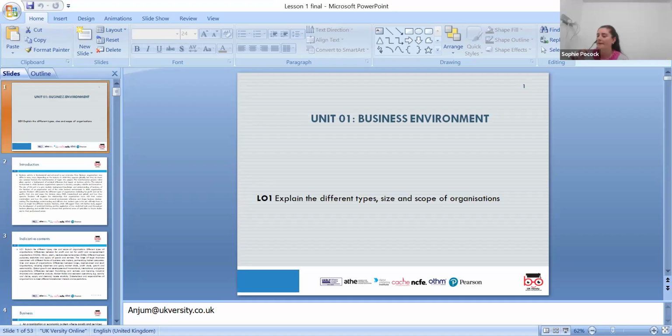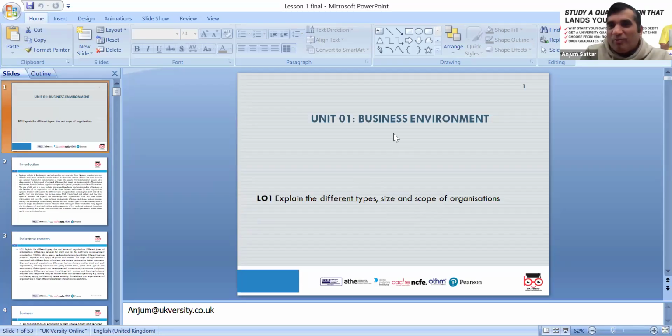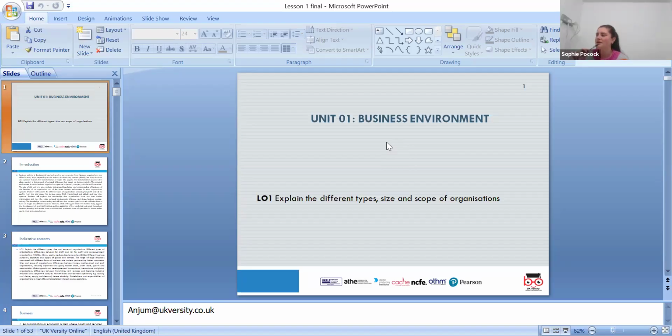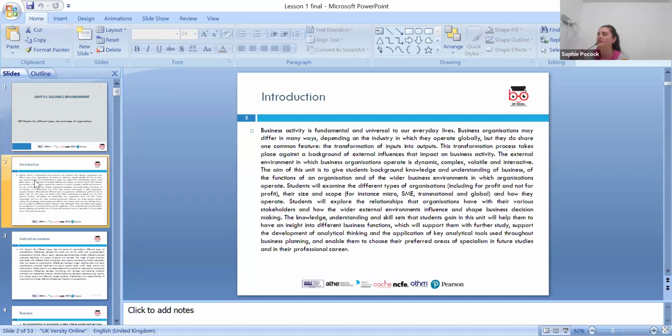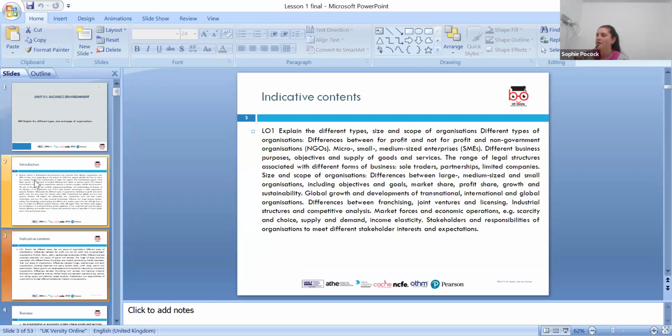If I ask you, are you still using a Nokia mobile? No, not anymore. Because Nokia was leading in the world but stayed behind. What is the reason? They did not change themselves according to the environment. So that's why the business environment is very important.